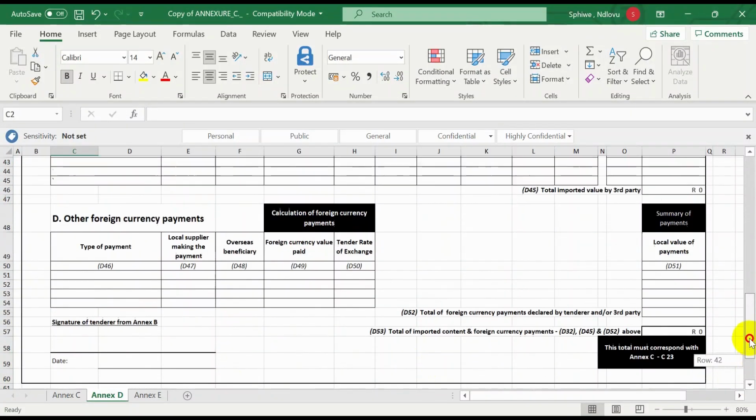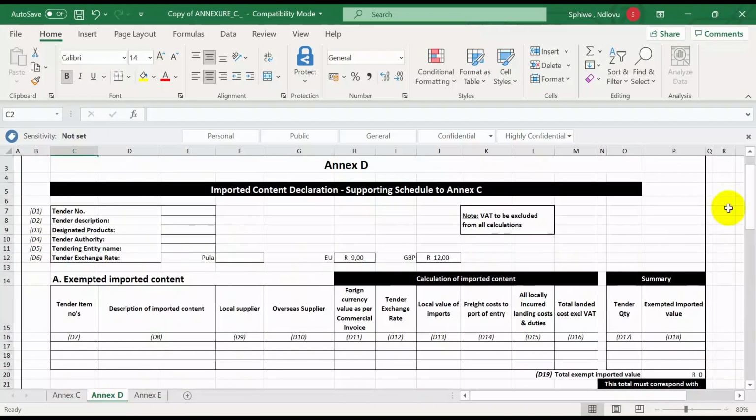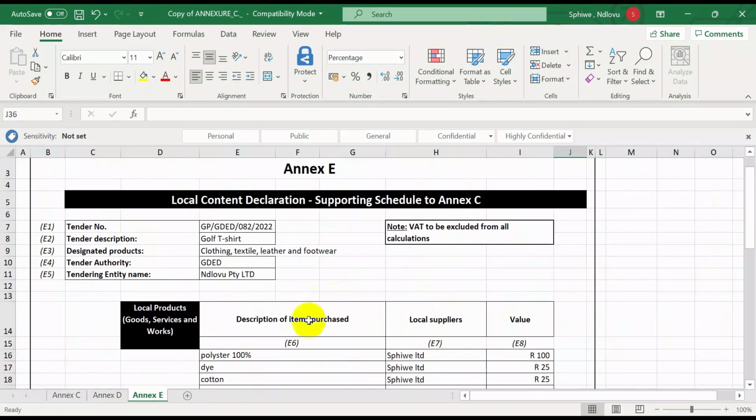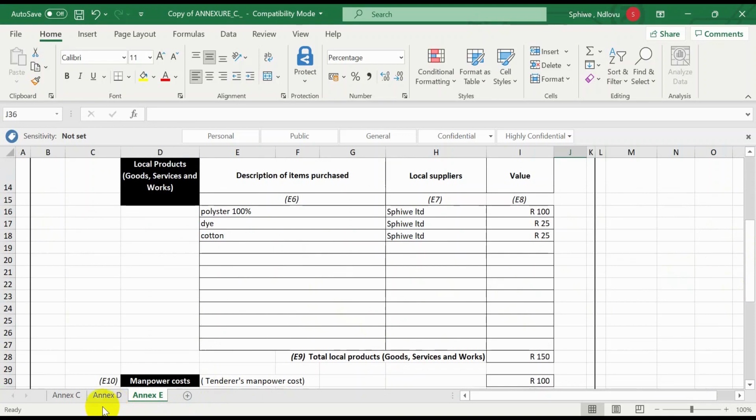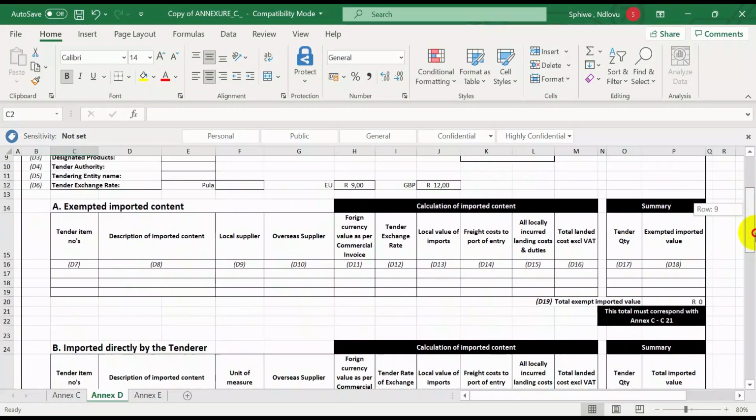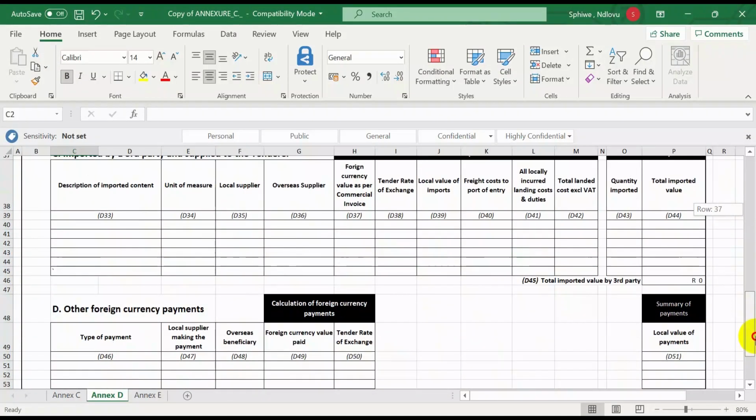If for argument's sake, because of whatever situation beyond your control, this polyester material, unfortunately, you are not able to find it in the country. Therefore, you will need an exemption. This annexure is divided into 4 sections, which is exempted imported directly by the tenderer, imported by a third party, and the other foreign currency.